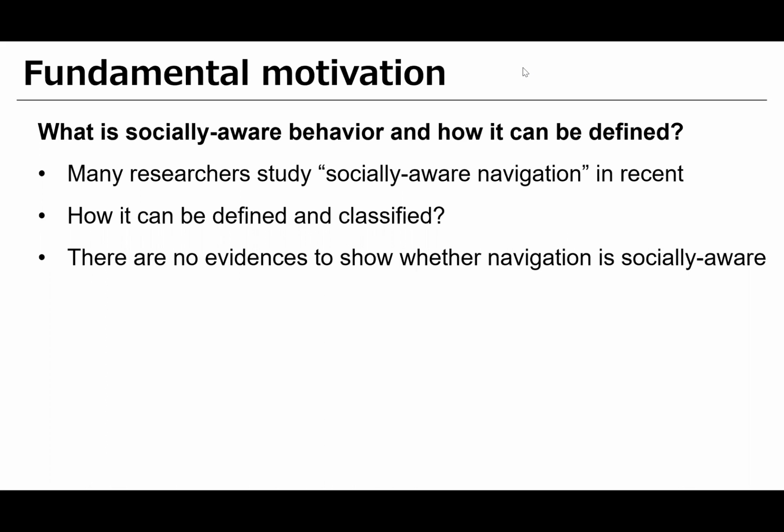Before talking about the main topic of this work, I would like to share with you our fundamental motivation for this work. Recently, in the mobile robot field, many researchers study socially aware navigation. In such work, researchers are focusing on human-robot coexisting environments, and they try to realize human-friendly navigation. However, it is difficult to define what socially aware and human-friendly behaviors are for mobile robots. Consequently, it is also difficult to evaluate whether a developed navigation method is socially aware or not.